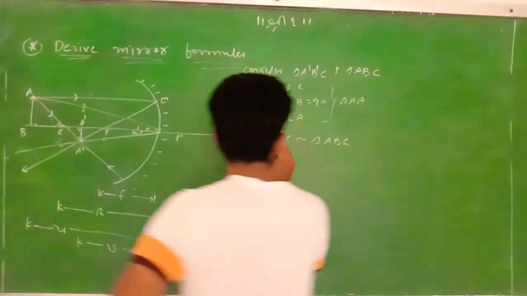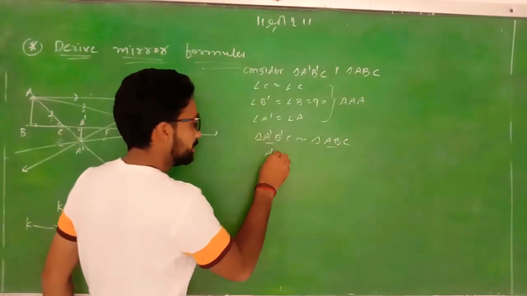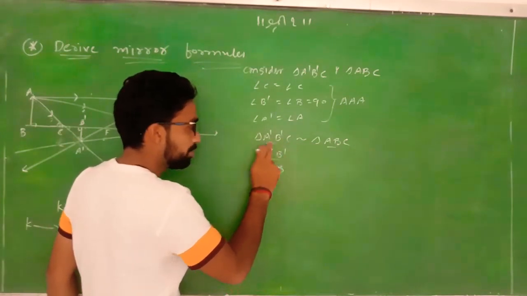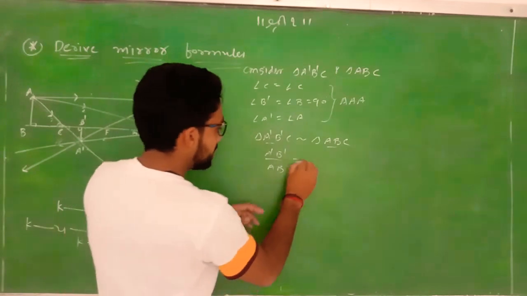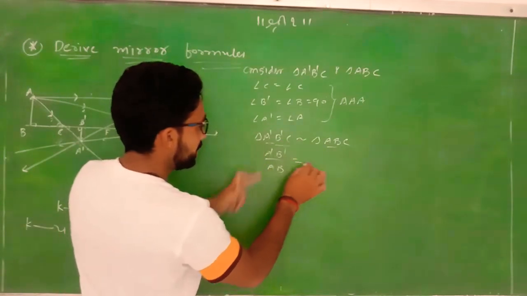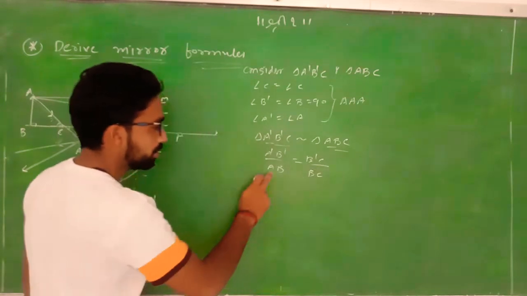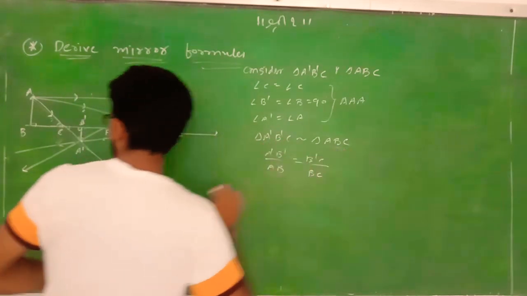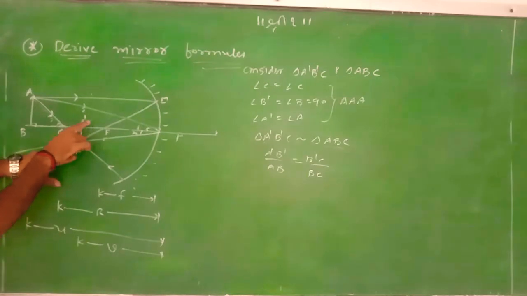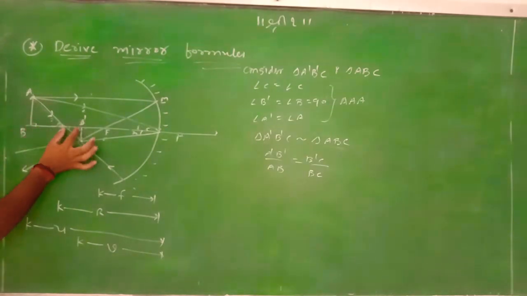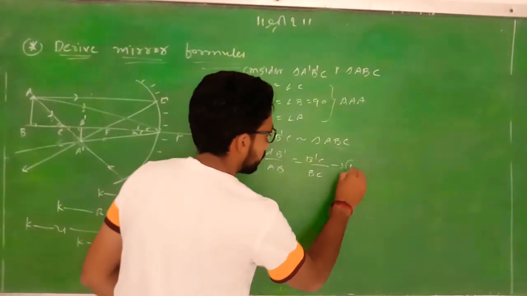First of all, we take the side ratio A'B' over AB. You must follow the order. This is equivalent to B'C divided by BC. So these two are equal to each other. From the triangles you can see A'B' divided by AB is equivalent to B'C divided by BC. This is our equation number 1.